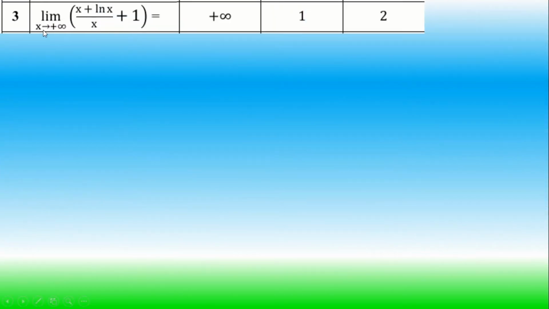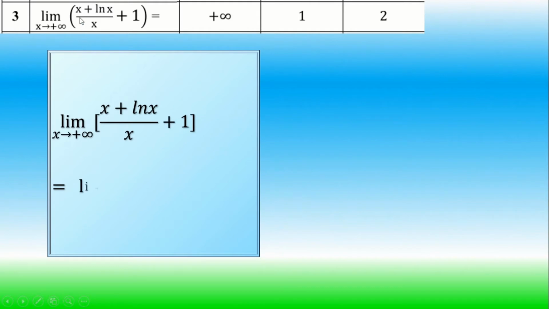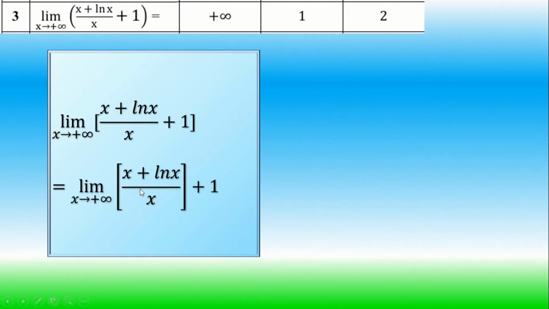Now find the limit as x tends to plus infinity of x plus ln x over x, all plus 1. Note something which is very important. Here we can say that it's equal to the limit as x tends to plus infinity of x plus ln x over x, all plus 1. But if we think about this limit, here x tends to plus infinity. Also ln x tends to plus infinity. Also x tends to plus infinity. Infinity over infinity is indeterminate, then we should use L'Hôpital's Rule.